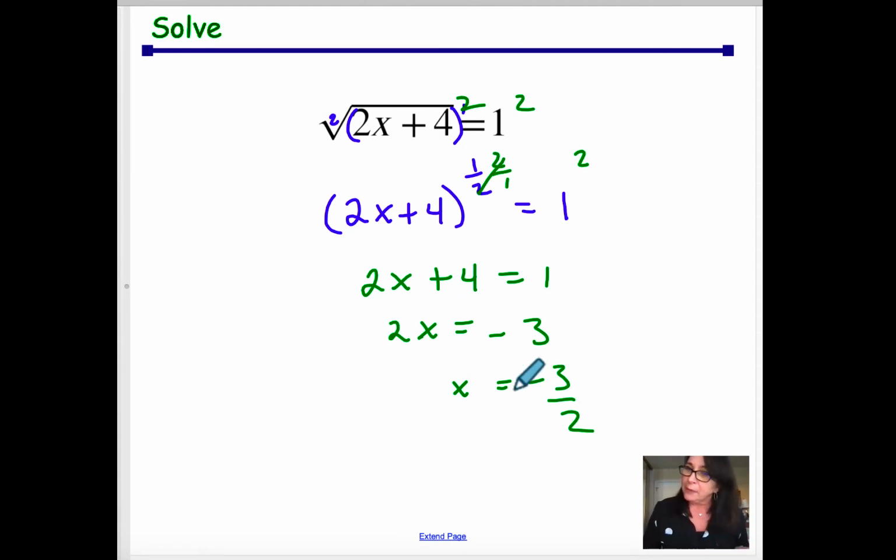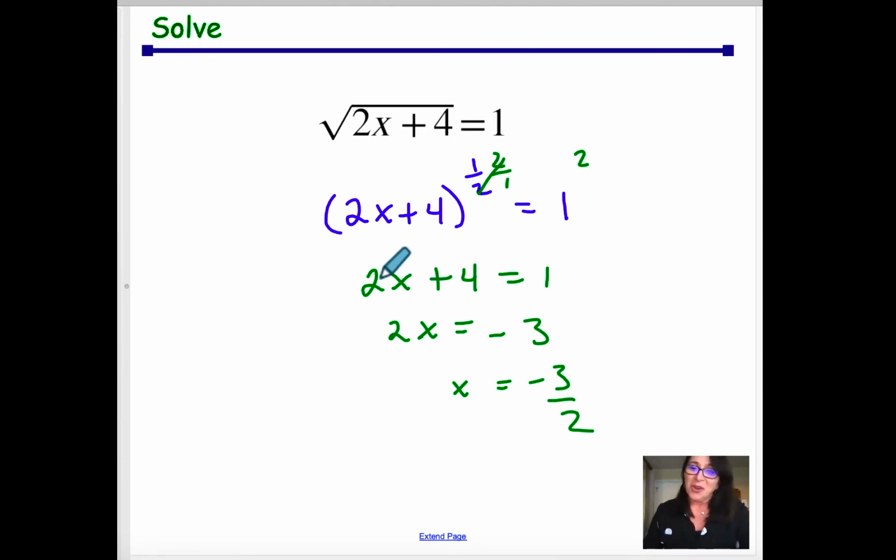Now, before I put the answer in a solution set, which you want to put all your answers in, I need to verify that this answer is correct and it works and it's not actually an extraneous solution. An extraneous solution is an answer that doesn't work when you plug it back into the equation. What that means is, yes, absolutely, you're going to have to check every problem.